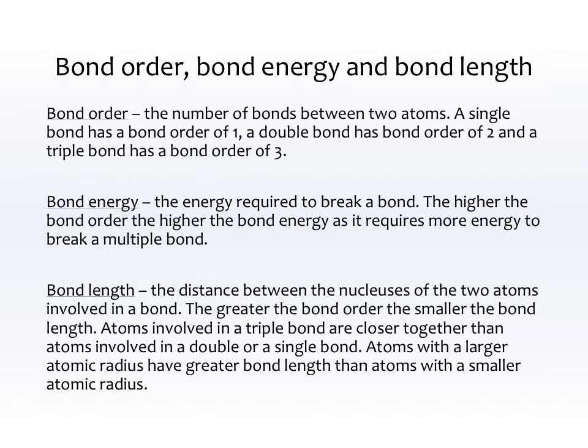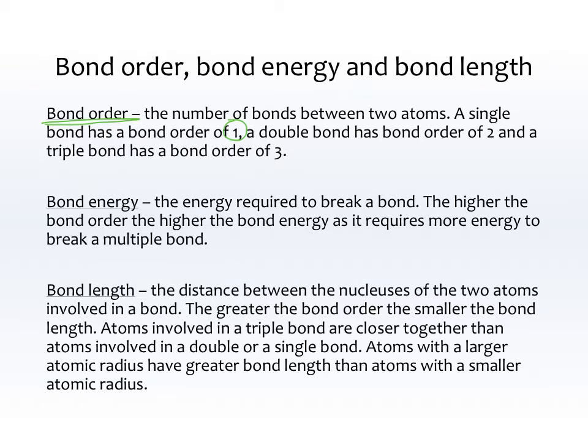Okay, next thing we have is bond order, bond energy, and bond length. We are also going to get into detail with this when we get into Lewis structures. Bond order is the number of bonds between the two atoms. A single bond has a bond order of 1.